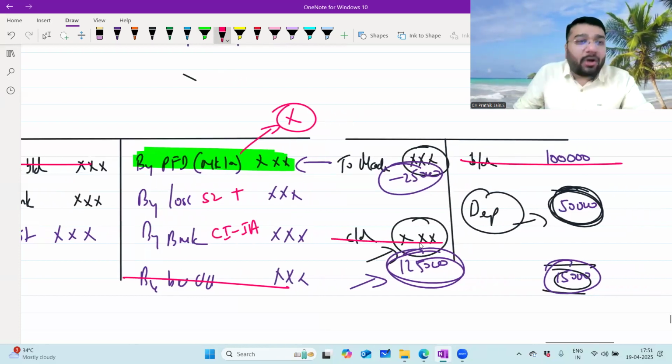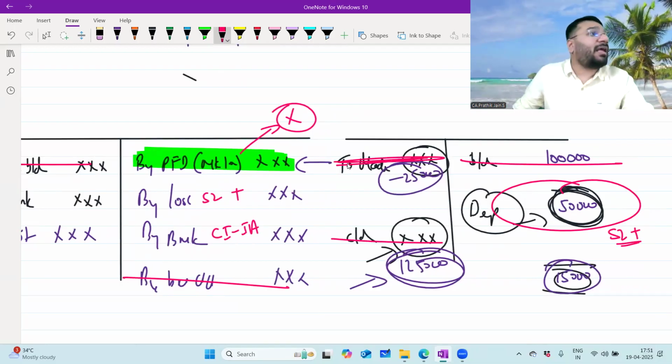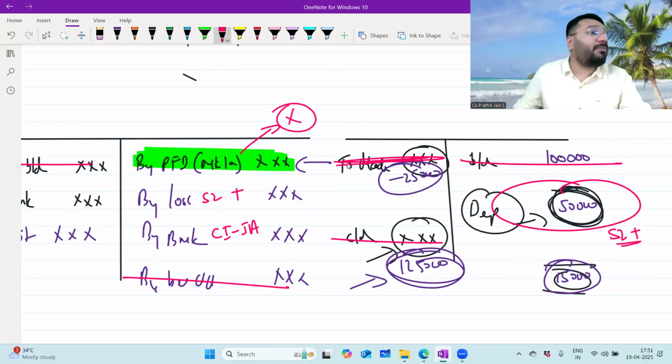Opening balance, closing balance will not come anywhere. Depreciation, in segment 2, I will add back. This will not come anywhere. Transferring of accumulated depreciation from the PFD account to the machine account will not impact your cash flow statement. Are you able to follow?